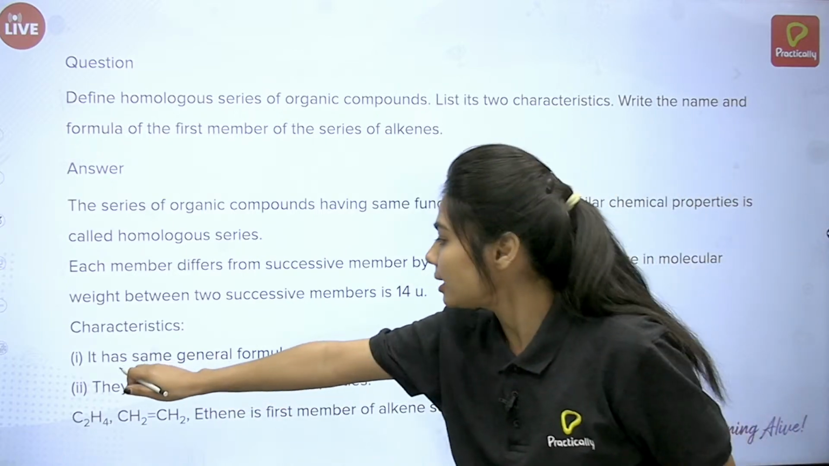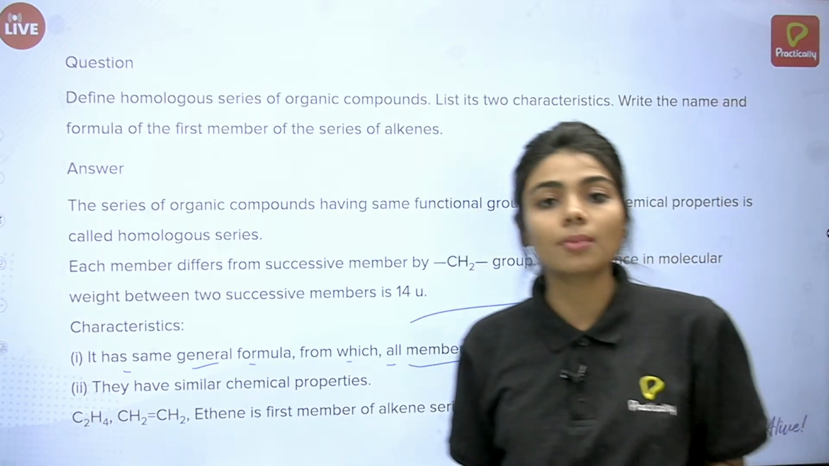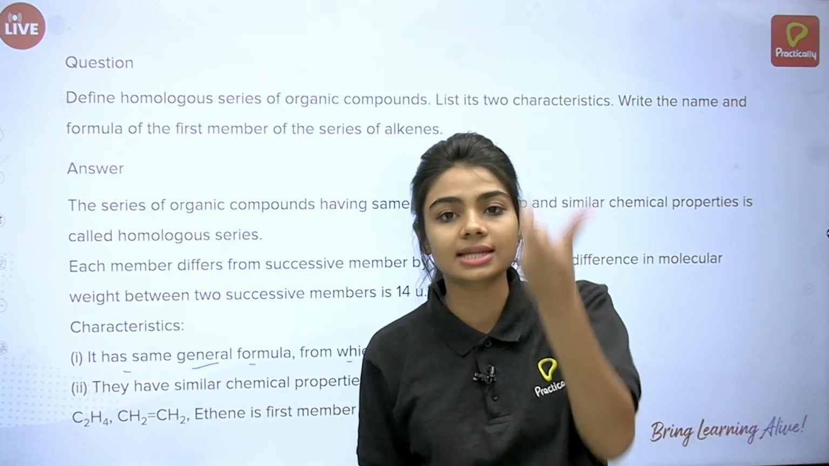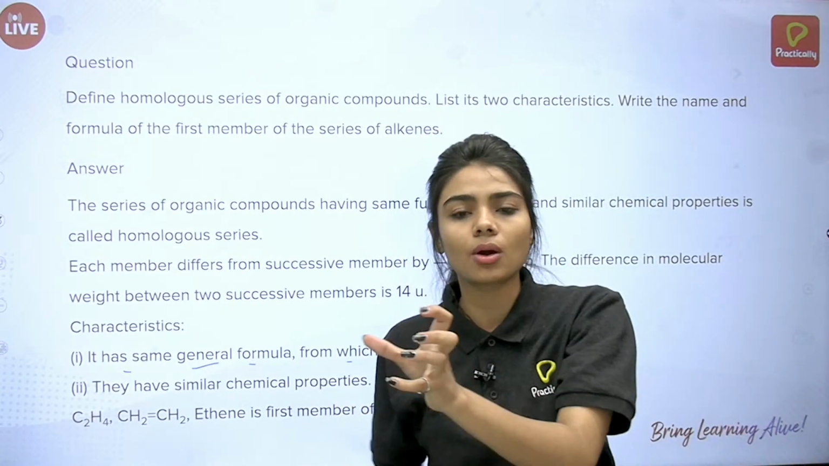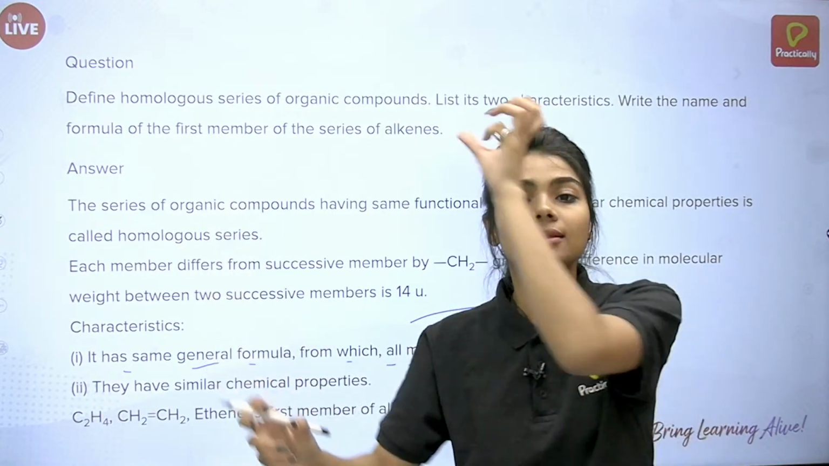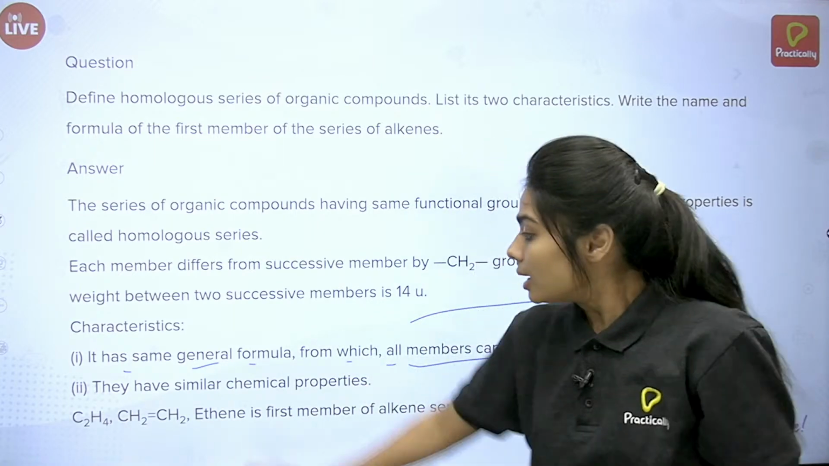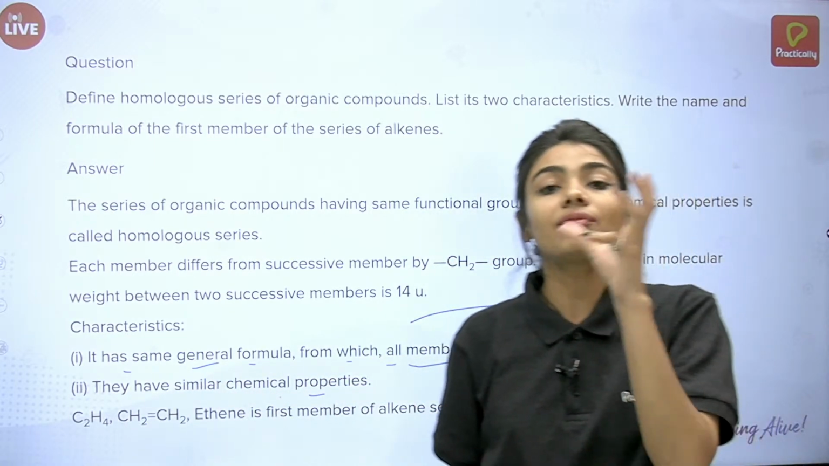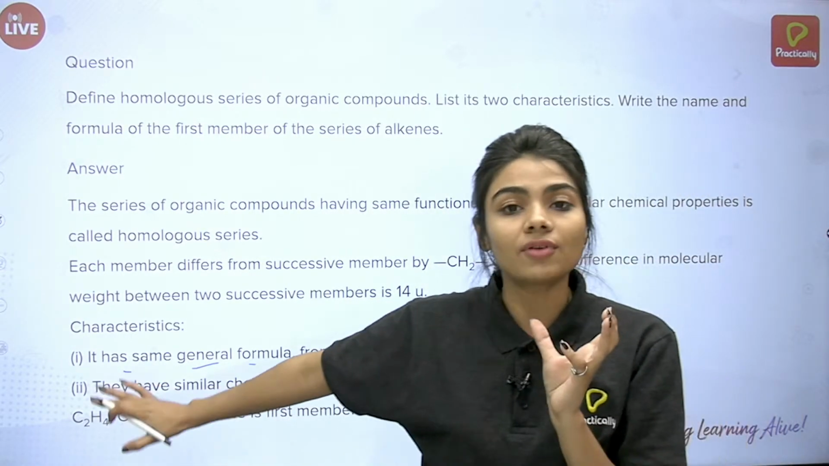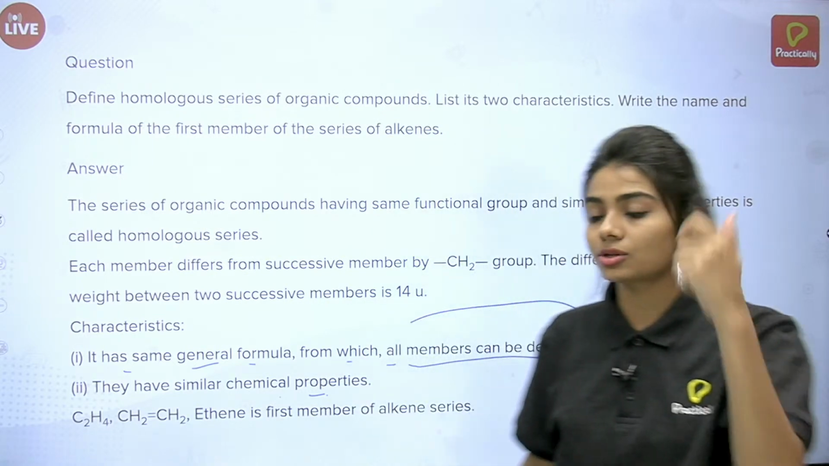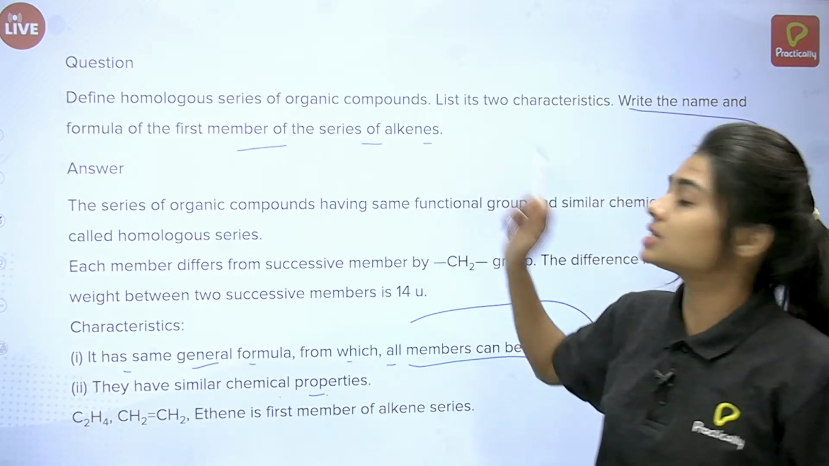So if you see that it has same general formula from which all members can be derived. If I talk about alkane, then they will be having only single bonds, and if I talk about alkene, then all will be having double bond. If I talk about alcoholic series, then they will be having all same OH functional group. They have similar chemical properties because the functional group remains the same. So chemical properties are determined by the functional group. I am repeating it again and again. So remember this thing. Now write the name and formula of the first member of series of alkene.